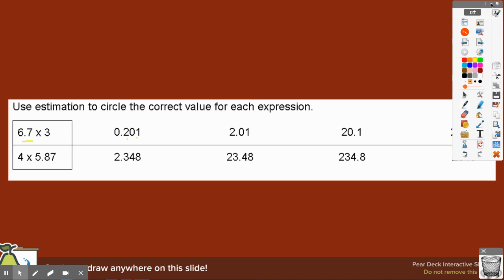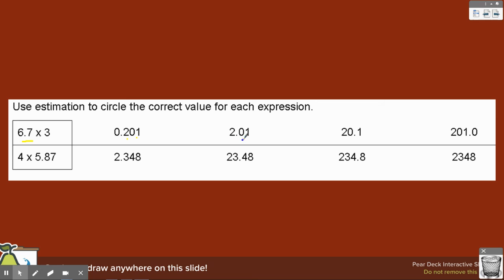I'm going to use a darker color so you can see where I'm marking. This one has 2 digits behind the decimal, so that's probably not going to be it. This one has 1, just like our original one, and this one has 1. Okay, so we have 2 of these, so I know it's not that, and I know it's not that.